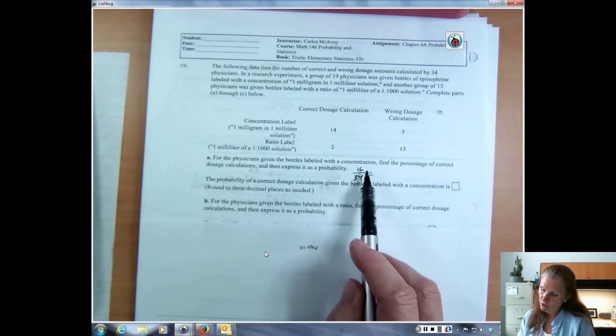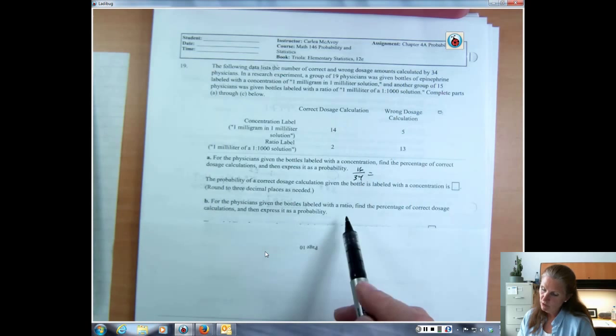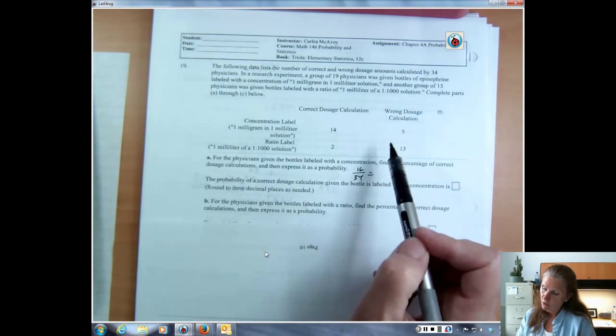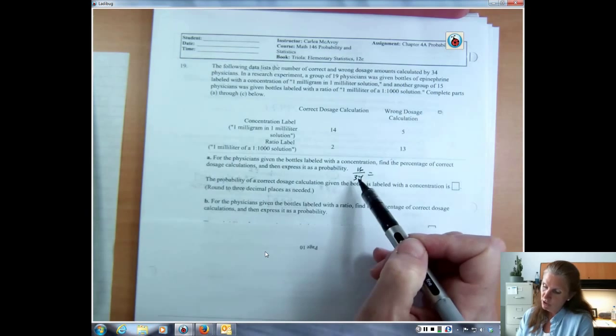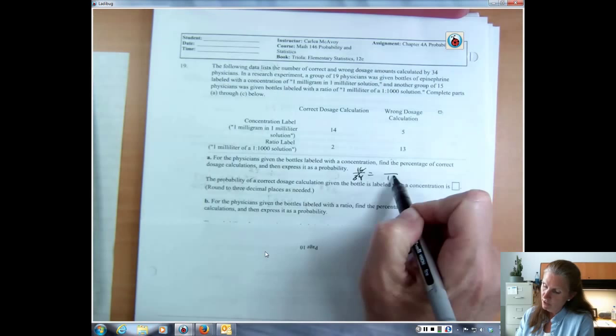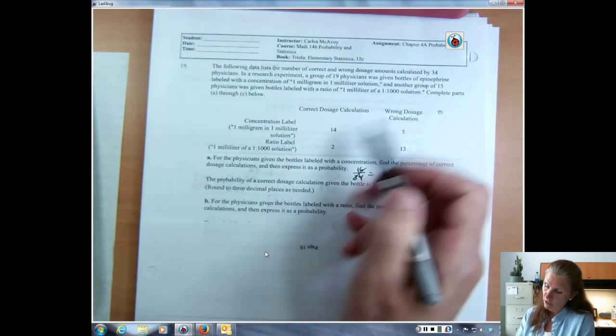Label with a concentration. For the physicians given a bottle labeled with the ratio, oh, I see. One of them was given the ratio, right? So I did this wrong. So the physicians given the bottle labeled with the concentration, sorry, this is the concentration. There were 19 of them, and the probability that they got it right was 14 out of 19.